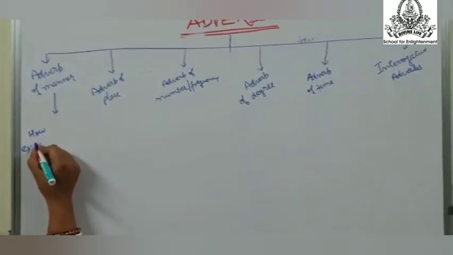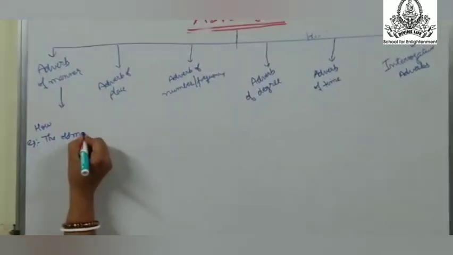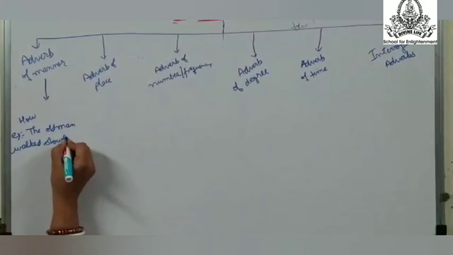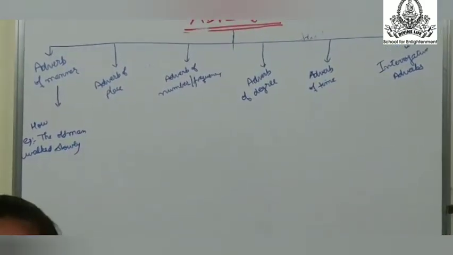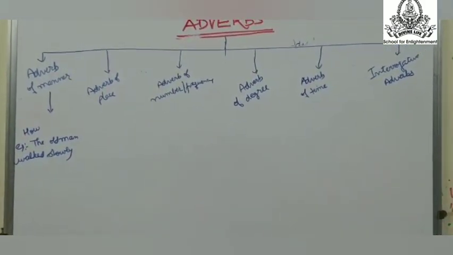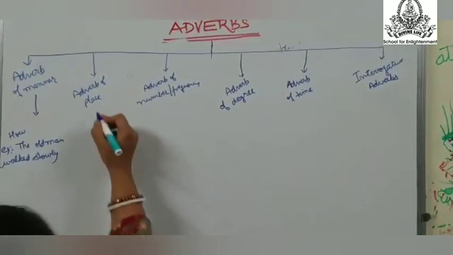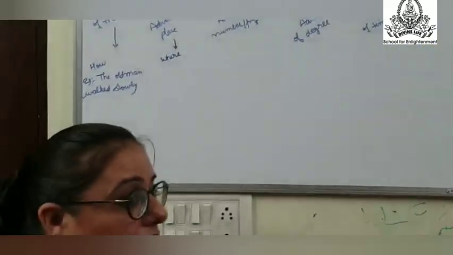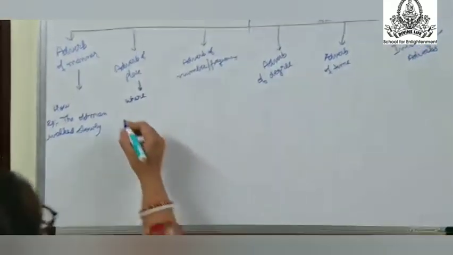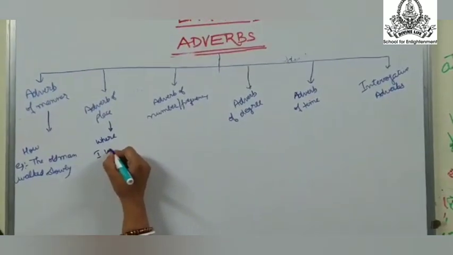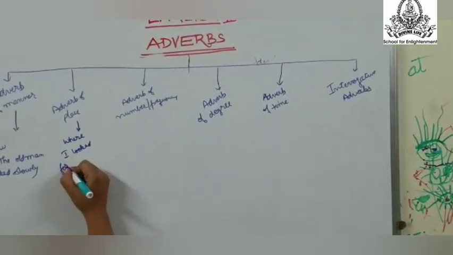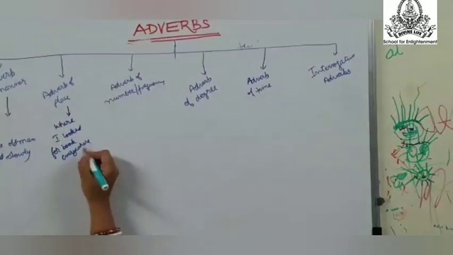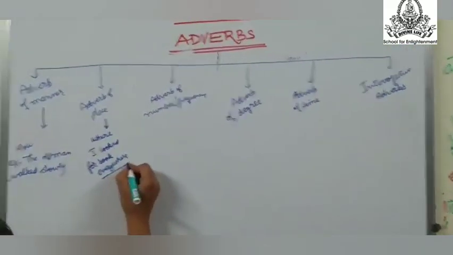An example could be: the old man walked slowly. How did the old man walk? The old man walked slowly. Similarly, the adverb of place answers the question where. Where the verb took place. I looked for the book everywhere. Where did I look for the book? I looked for the book everywhere.